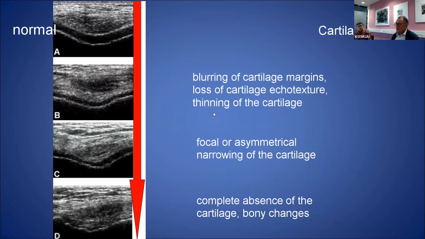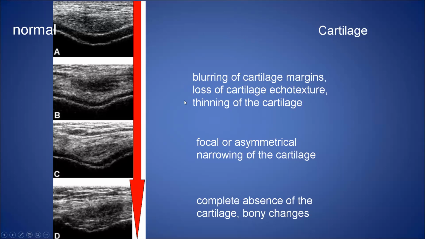Now cartilage. Normal cartilage is an anechoic band over the bone with clearly visible surfaces. If you have early OA or cartilage damage, there is blurring of cartilage margins, loss of cartilage echotexture, and thinning. And there is progression, even more and more narrowing, and even complete absence of cartilage, and bony changes too, as well.